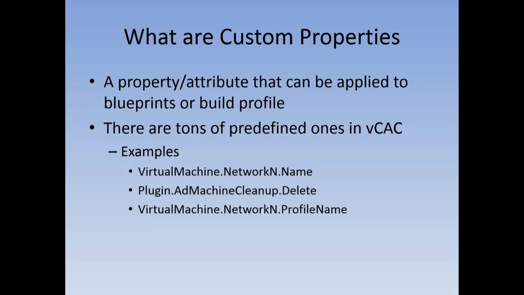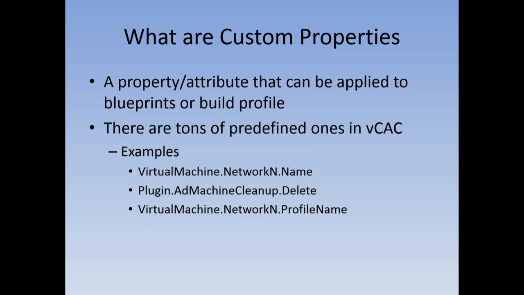So now you have to ask, what are custom properties? Within vCAC, custom properties are basically properties or attributes that can be applied to blueprints, or what they call build profiles. The real power behind these is that there are all these predefined properties or attributes within vCAC, and you're able to leverage those during your deployment of VMs.